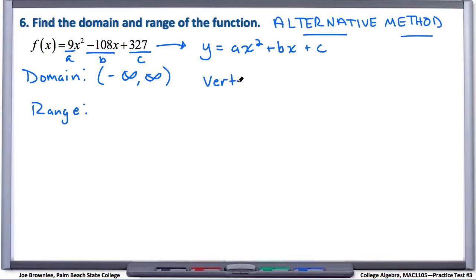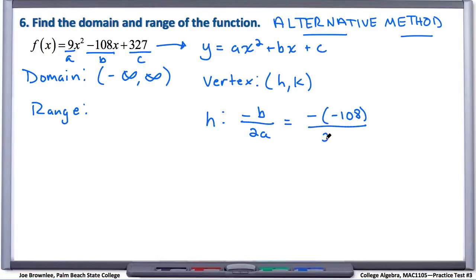So to find the vertex, and recall that the vertex is defined as the point h, comma k. So to find the h for the vertex, what we have to do is take the standard form, and we're going to say negative b over 2a. All right, so what is b? Well, b is negative 108, so we're going to have negative 108 over 2 times a. And what's a? Well, that's 9. So what we end up with is positive 108 divided by 18, and when you do the division there, you should get 6. All right, so we know that the h for our vertex is 6.